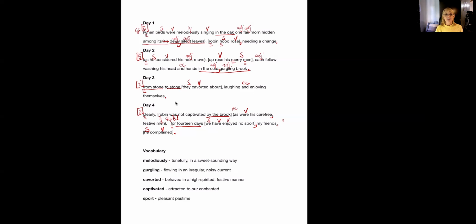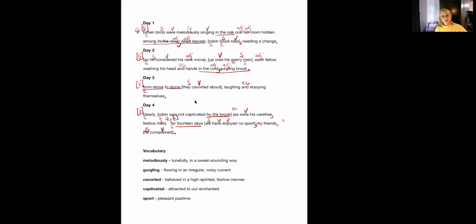Now, this laughing and enjoying themselves is describing the merry men, who is they. It's not a clause, it's just a participial phrase. So we have a prepositional phrase and a participial phrase and a main clause in the middle. They cavorted about. So our verb is cavorted and they is the subject. That's who cavorted. Cavorted just means you behave in a high-spirited and festive manner.